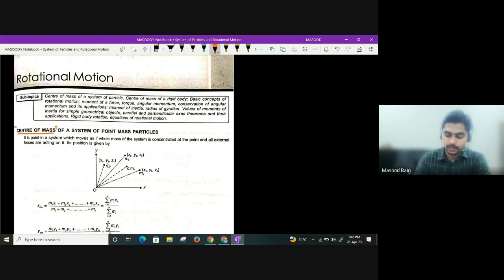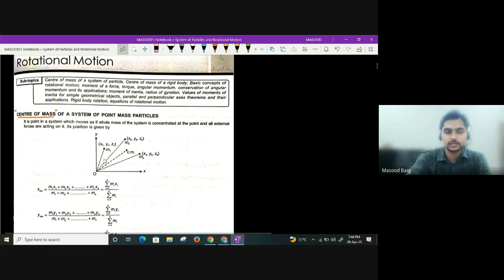So suppose I take point masses, as you can see, m1, m2, m3 are point masses. They are taken in space. So if they have been taken in space, they will have three coordinates, guys: x coordinate, y coordinate, as well as z coordinate. So if you are taking point masses, then how will you calculate the center of mass?